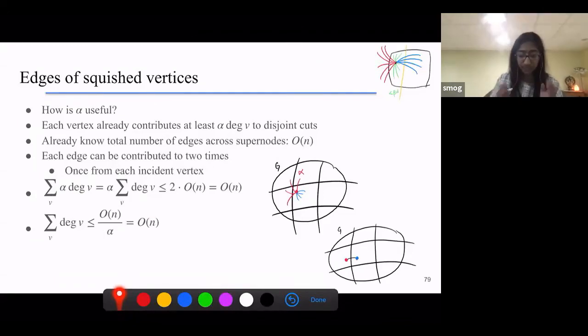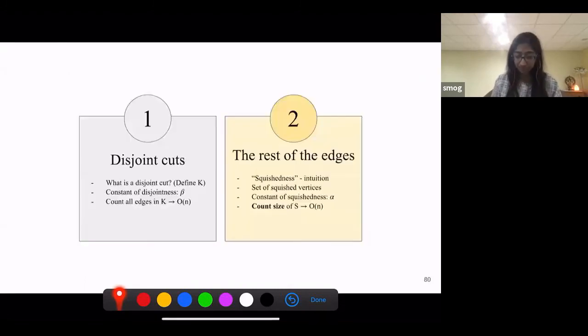So what we've done is we've counted the total number of edges coming out of squish vertices. And every edge that we haven't counted yet must have at least one vertex that is squished. So this O of n counts all of the edges that we haven't counted yet. So we've counted some of them separately, and we've counted the rest in bulk. And in total, we have at most O of n in each, so O of n total.